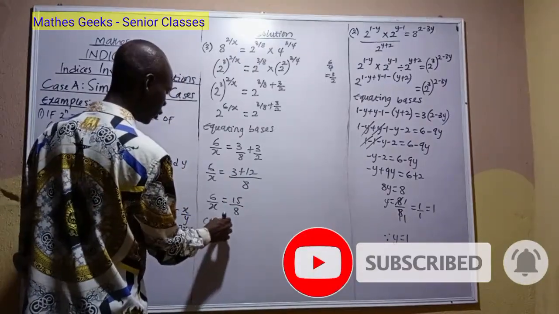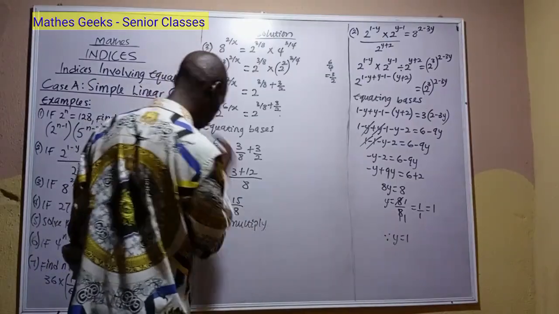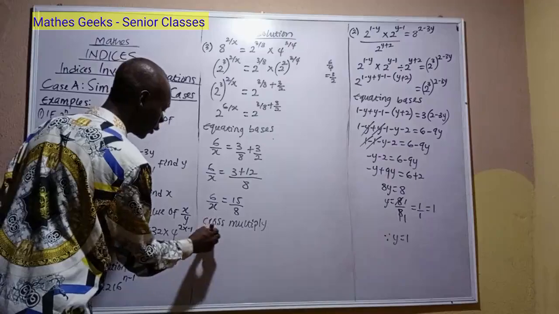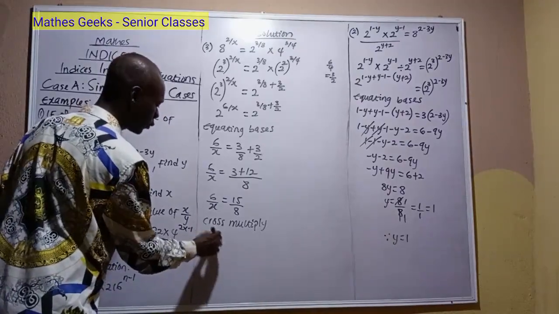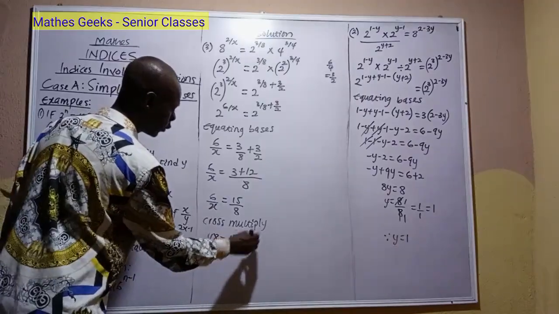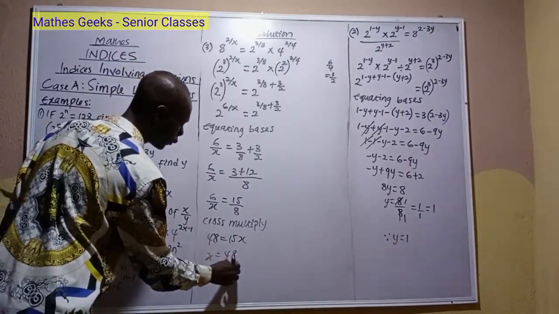Next is cross multiplication, to cross multiply. So 8 times 6 is 48, and then x times 15, 15x, and x is equal to 48 over 15.